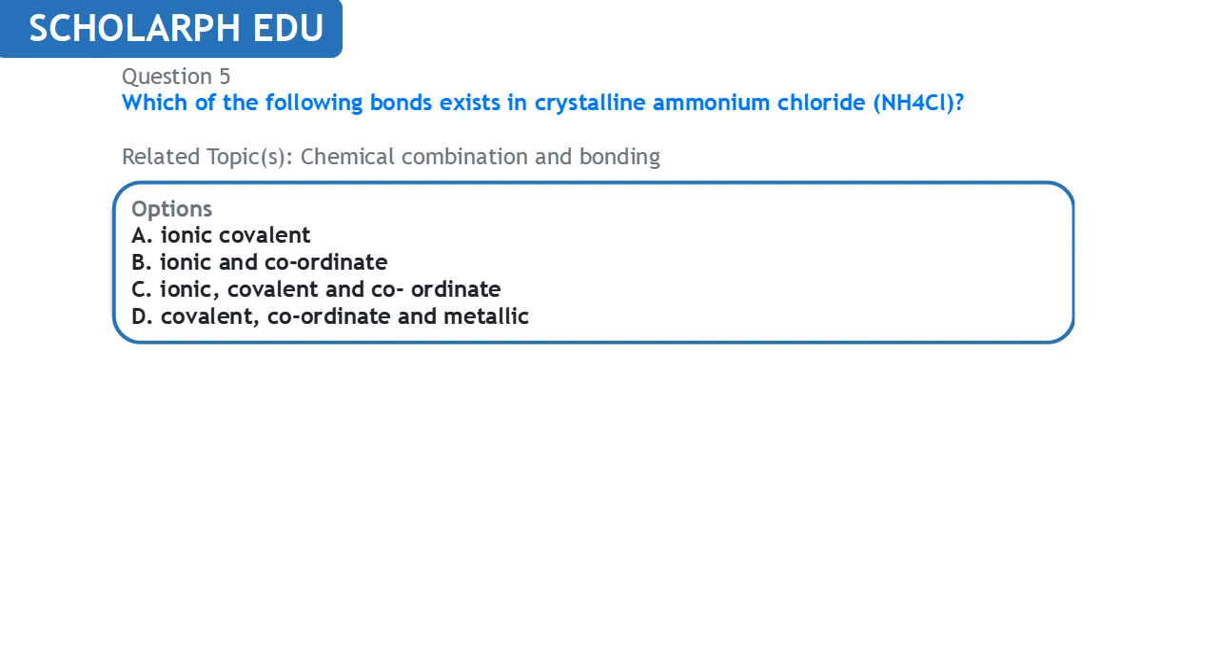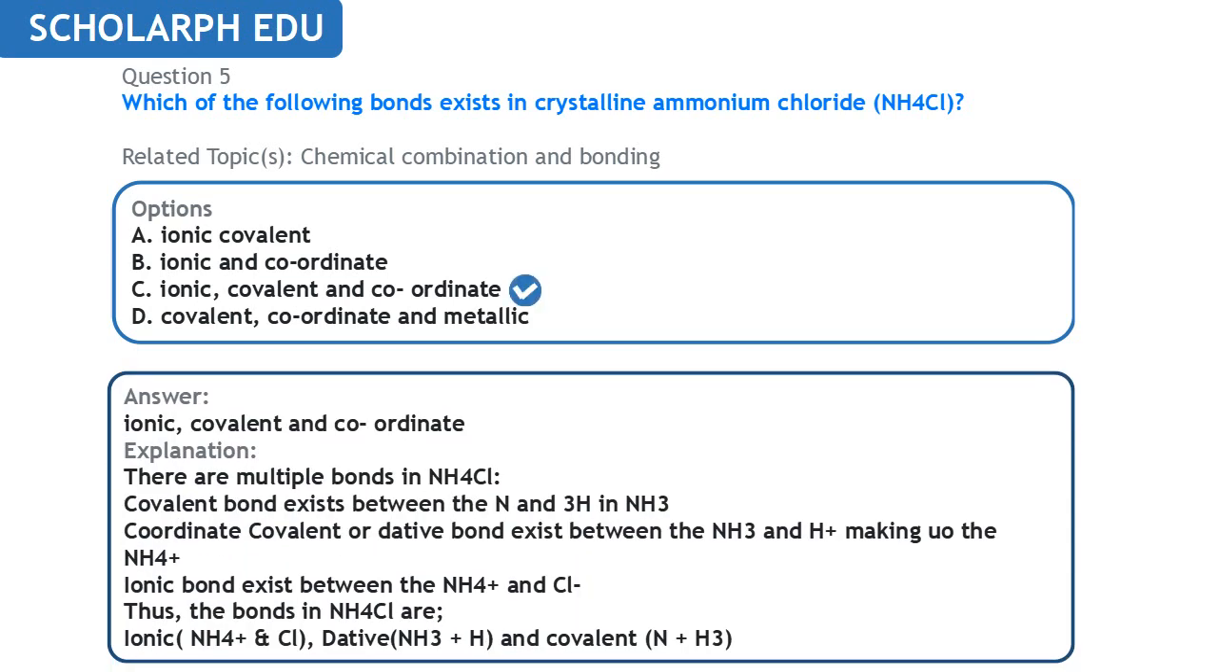Which of the following bonds exist in crystalline ammonium chloride? In ammonium chloride we have three bonds. The covalent bond is between the nitrogen and the hydrogen in the ammonia. Then we have a coordinate covalent or dative bond between the ammonia and the hydrogen ion in this ammonium ion. Then we have an ionic bond between the ammonium ion and chloride. So here we have an ionic bond, a covalent bond and a coordinate covalent bond.